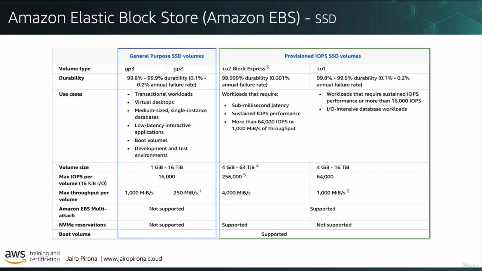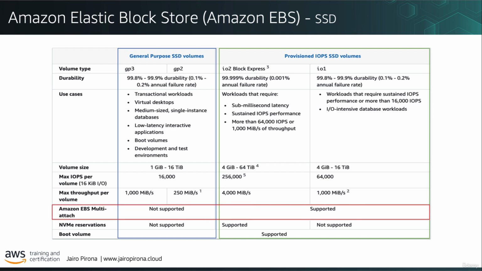For example, you could use an IO2 volume for a database that requires a high number of I/O operations per second. And one very important thing here is that if you want to take advantage of the Amazon EBS multi-attach feature, you should use only SSD volumes with provisioned IOPS. General-purpose ones do not have this feature supported.